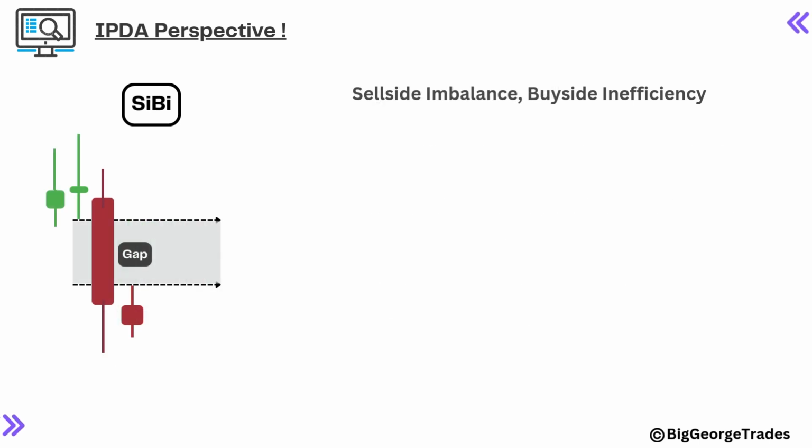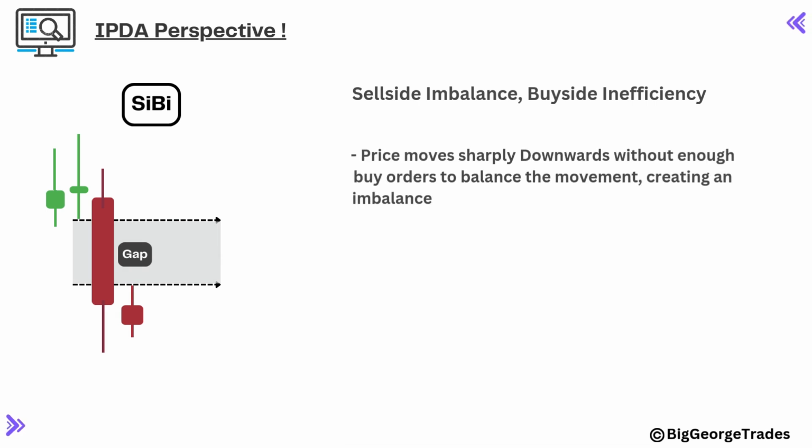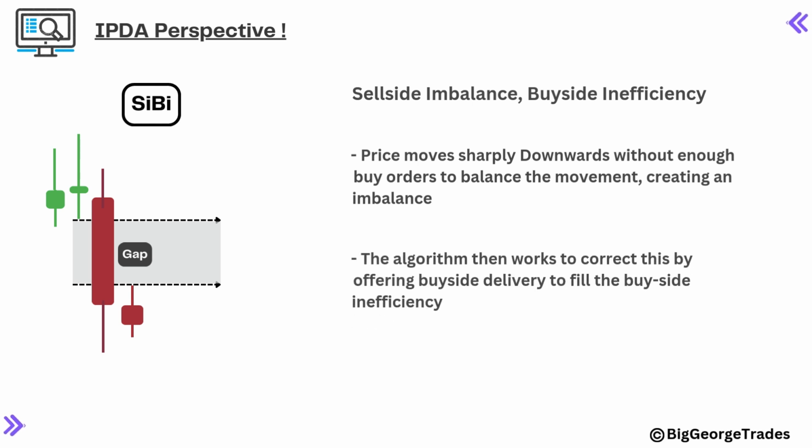So similar to the BC is the CB model, which is the sell side imbalance, buy side inefficiency. So what causes the CB models? Price moves sharply downwards without enough buy orders to balance the movement, creating an imbalance. That is the CB fair value gap. So what price does right now is the algorithm will then seek to correct itself by offering the buy side delivery to fill these gaps, picking up pending sell orders, then push price lower.